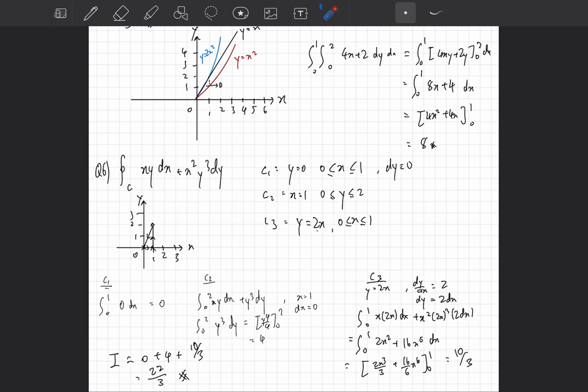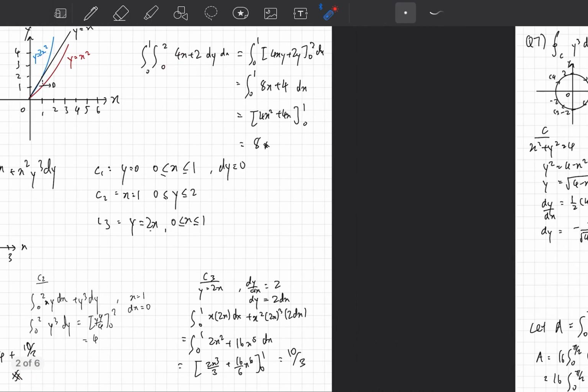The C3 is y equals to 2x. So dy will be equal to 2 dx. Then substitute into the equation here. So from 0 to 1, x(2x) squared plus 16x power 5 dx. And integrate them, we get the final answer of 10 over 3. So the final answer will be 0 plus 4 plus 10 over 3, so that will be 22 over 3.